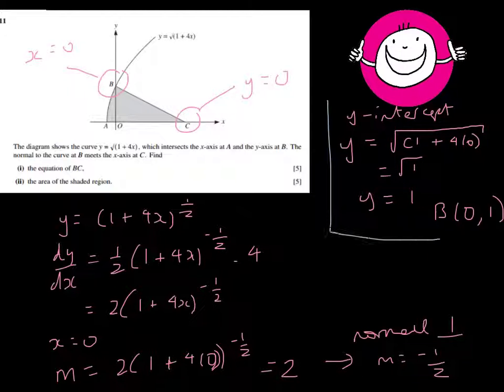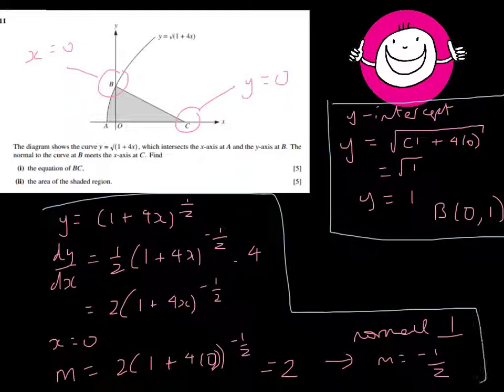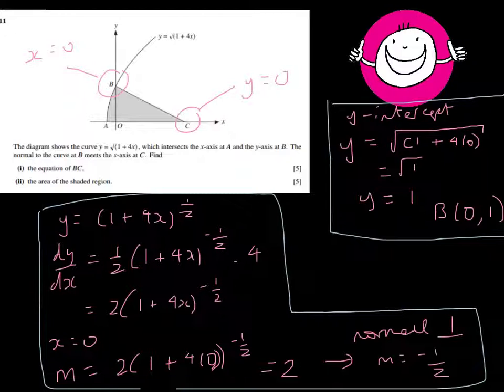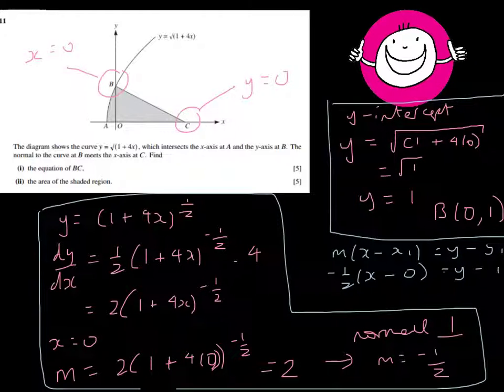Okay, so just to wrap that up. That part there was all about finding the point B, and this part here was all about finding the gradient of this line. And so the last thing to do is actually to find the equation itself. So if we use the formula m times (x minus x1) equals y minus y1, then we've got negative a half (x minus 0) equals y minus 1. They haven't told us to rearrange that at all, so actually you can leave it like that, although it would be a little bit strange to leave the x minus 0 there. So you'd probably just write negative half x equals y minus 1.